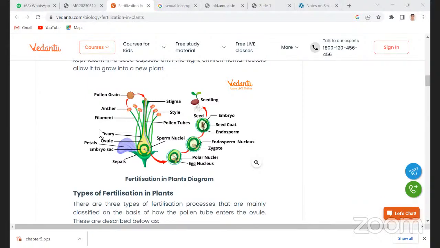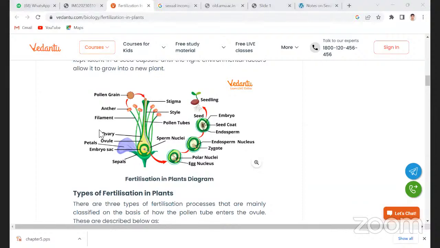Endosperm. What are the endosperms? How is the endosperm developed, and the types of endosperms. The types of endosperms are nuclear endosperm, cellular endosperm, and helobial endosperm. These three types are there. Another endosperm is the ruminate endosperm. So the aleurone layer is there. These are covering the endosperm.